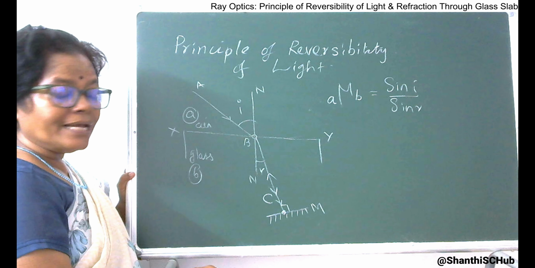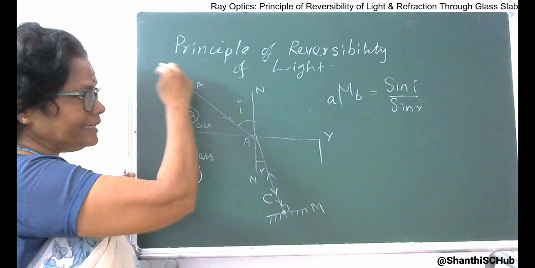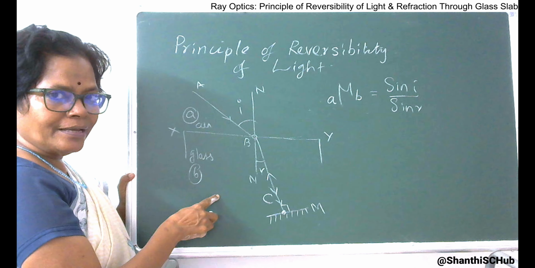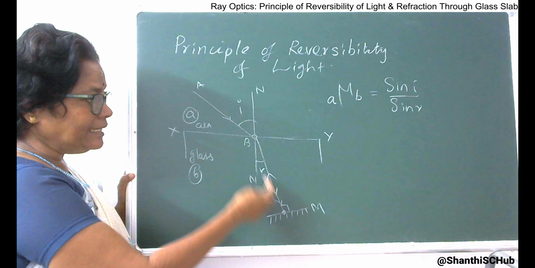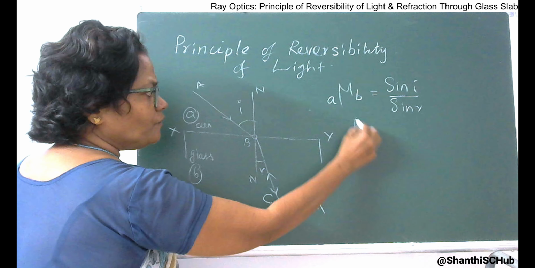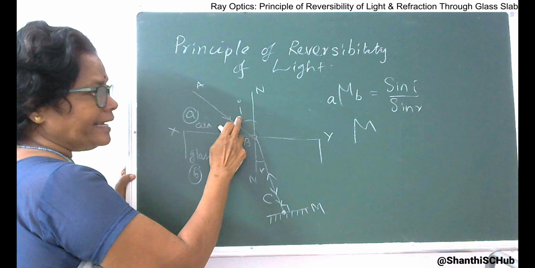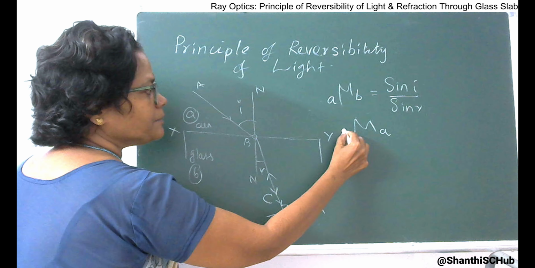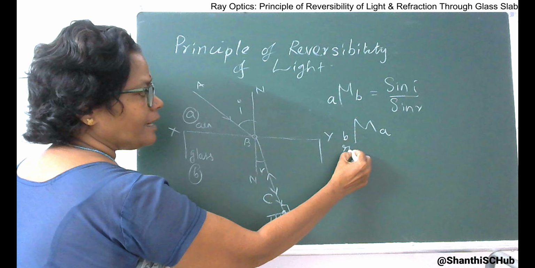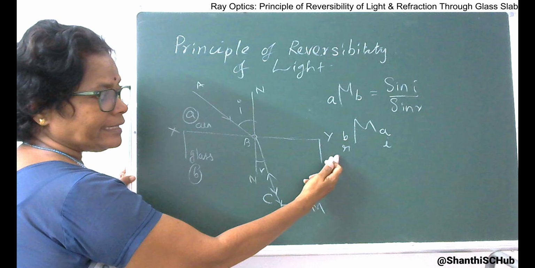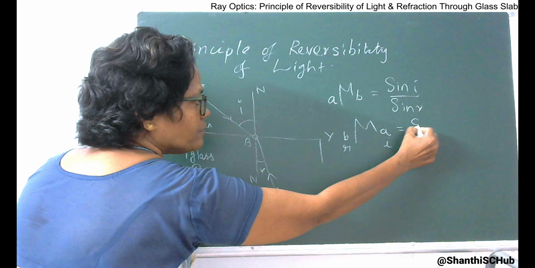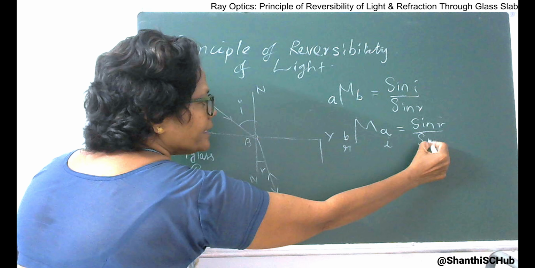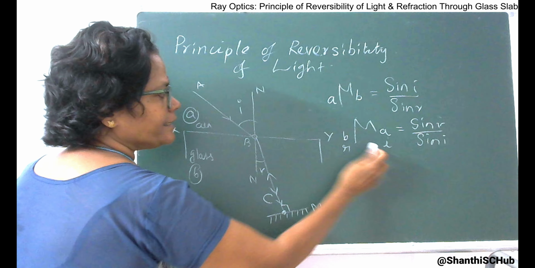Now A, B, C is the onward journey when it came from air medium to glass medium. Now the reverse journey C, B, A. When it goes in the reverse direction, A is causing the refraction, the change in direction. Then mu of A with respect to B. Now B contains R, A contains I. Now you can write sin R by sin I. This I am writing for your understanding. Sin R value divided by sin I value.